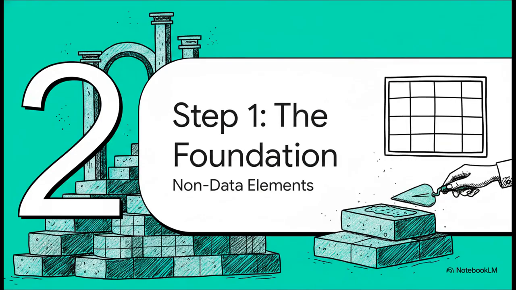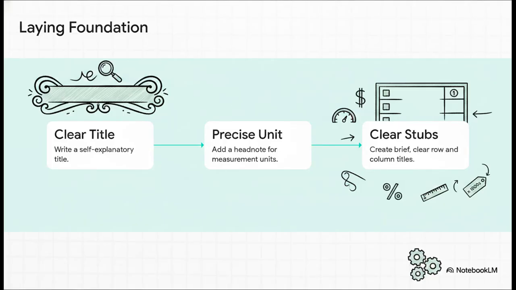Moving right along to Step 1, laying the foundation. Just like a real building, a statistical table requires a rock-solid foundation before you can even think about putting a roof on it. That means getting the non-data elements right before pouring a single number into the grid. You've got to nail these 3 foundational steps. Number 1, write a self-explanatory title. Anyone looking at your table should know exactly what it describes immediately.